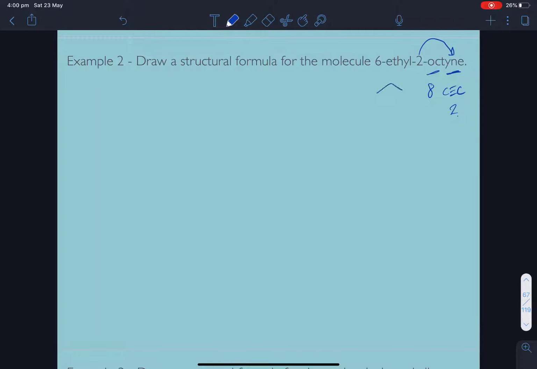So we've got 2 carbons coming off at position 6. So we need an oct backbone. 1, 2, 3, 4, 5, 6, 7, 8. Okay, and in the 2 position, we've got a triple bond. Let's do it from the left. So that's between 2 and 3 there. We've got a triple bond. We can fix up the geometry in a moment.